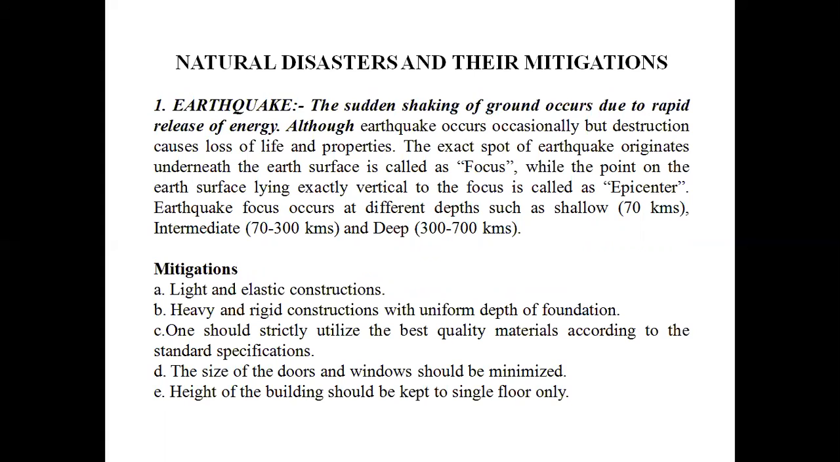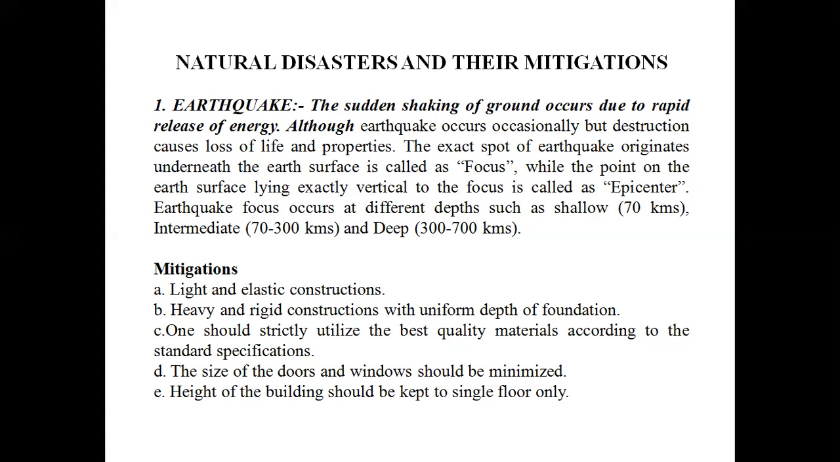Previously, we have discussed the earthquake and the different types of earthquakes and classification according to depth. So what are the mitigations of that? We will see that. You already know what is meant by an earthquake: the sudden shaking of ground that occurs due to rapid release of energy. Although earthquakes may occur very occasionally, they cause destruction, loss of life and properties. The exact spot where the earthquake originates underneath the surface is what we call the focus.